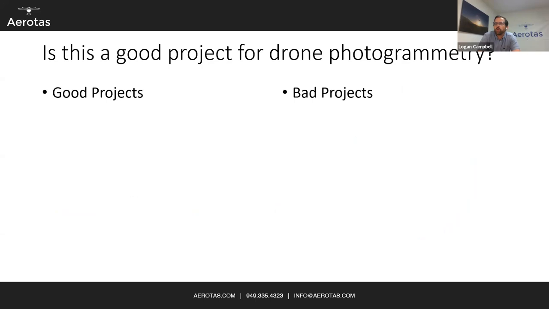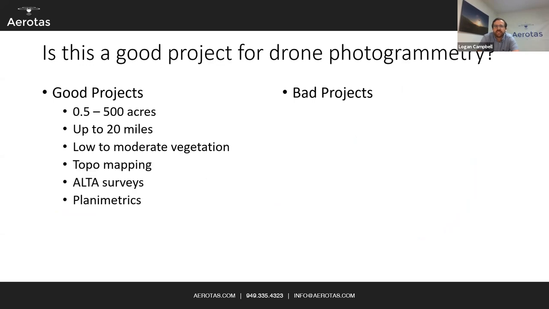We've talked about this. Is this a good project for drone photogrammetry? The reason this slide is back in this presentation is because all of these things, like we talked about, are good projects. Huge range from half an acre to 500, up to 20 miles linear, low to moderate vegetation. If you are getting data for topographic mapping, great for a drone. ALTA surveys, a lot of that data you can get by drone. Planimetrics, a lot from drone. And volume calculations, spectacular, perfect for drone.